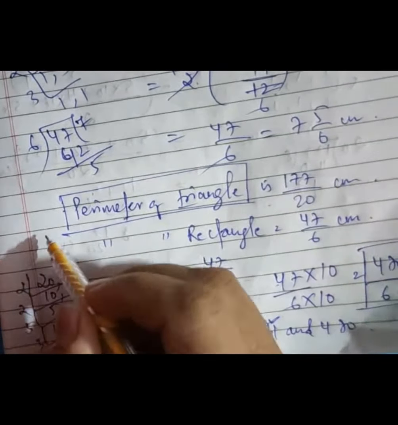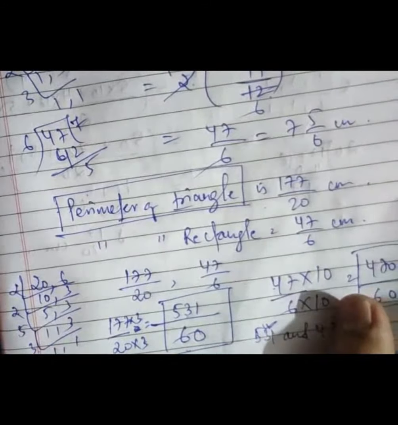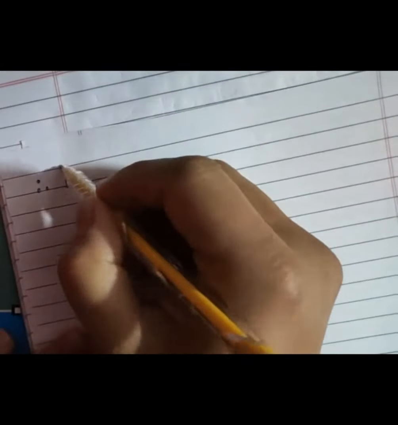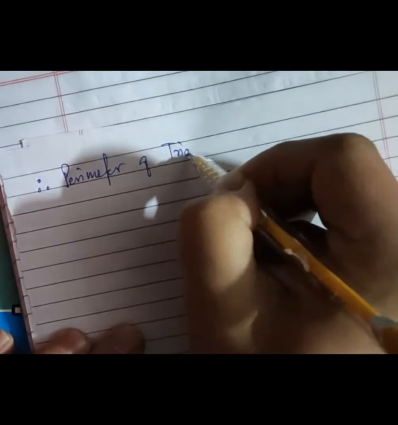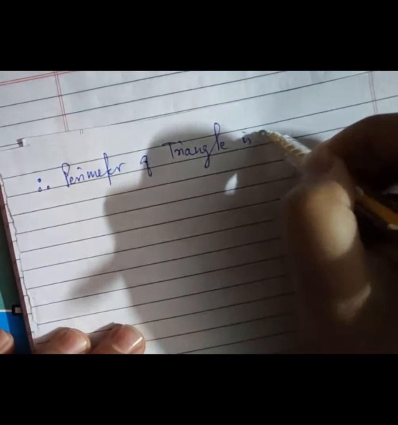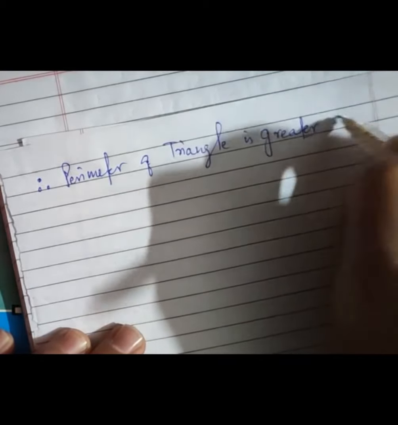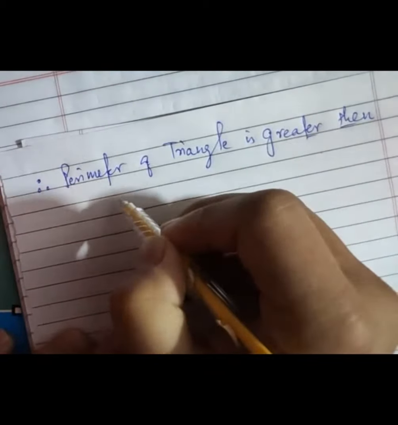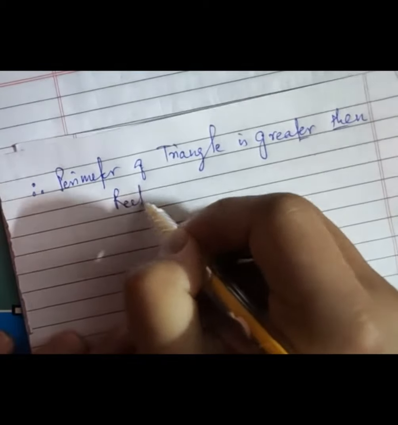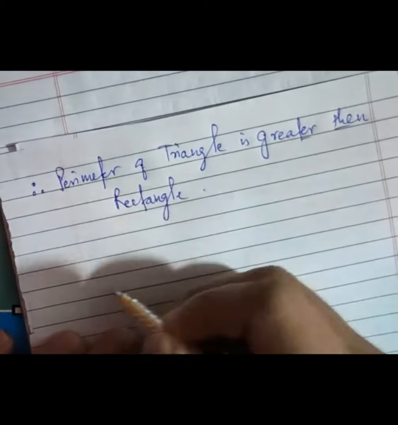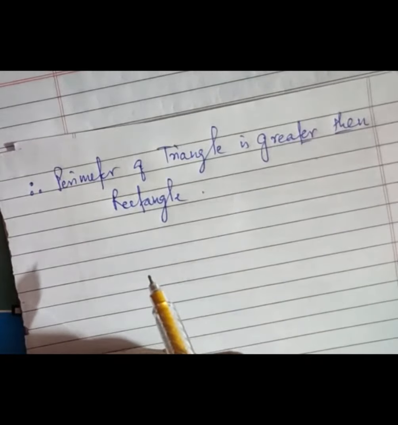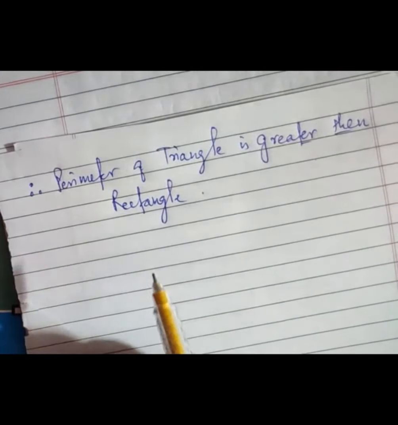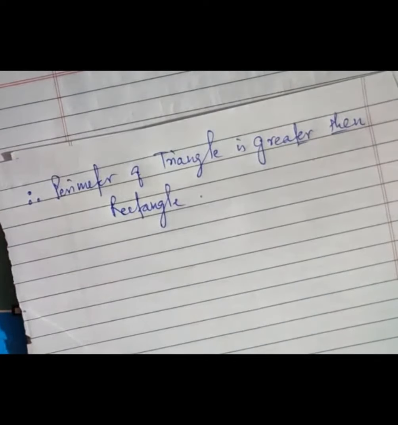All right. So we will write, therefore perimeter of triangle is greater than rectangle. All right. I hope you got this, because we got the value, we converted that into equivalent fractions, and we chose the greater perimeter. All right.